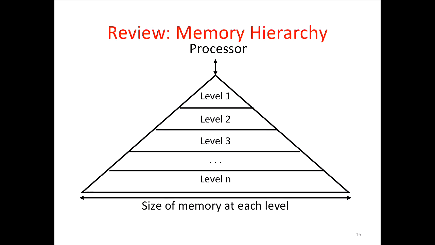So as you go down or out from the hierarchy, the size grows and the speed drops, but also the cost usually goes way down as well.